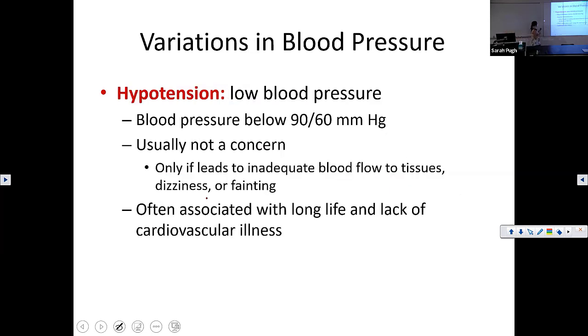Hypotension is the opposite. This is a low blood pressure. So blood pressure below 90/60. Usually it's not a concern. It's only really a problem if your blood pressure is so low that you cannot perfuse your tissues. You cannot get oxygen and nutrients to your tissues. Or if you're dizzy or you faint a lot, then it's a problem. It's affecting your life. But typically they say that a lower blood pressure actually is associated with a longer life and less cardiovascular diseases.